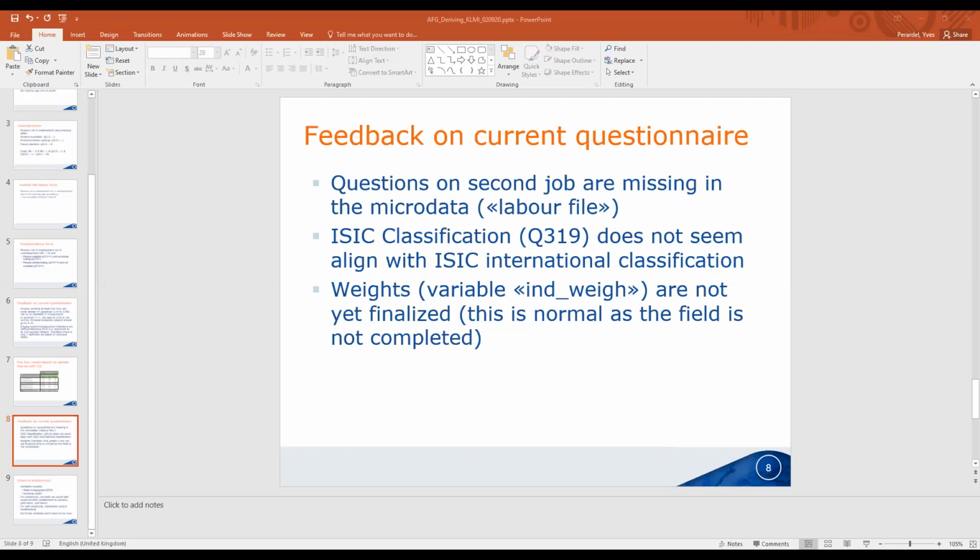For the second point, the ISIC classification, we consider ISIC version 4 at 3-digit level.